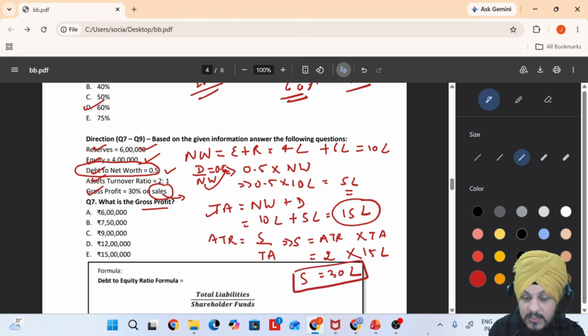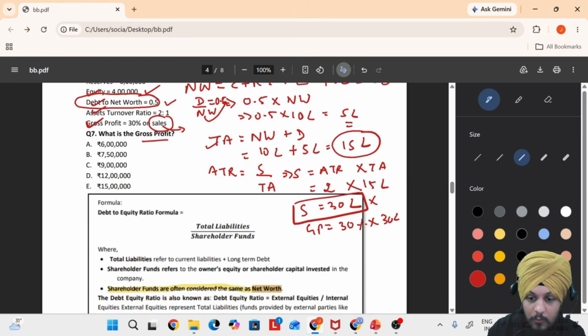Now what is given in the question? The question says gross profit is equal to 30% of sales. So in order to calculate gross profit, we are going to calculate 30% of 30 lakh, which is going to be 9 lakh rupees, right? It is going to be 9 lakh rupees. So C is going to be the correct answer to this question.